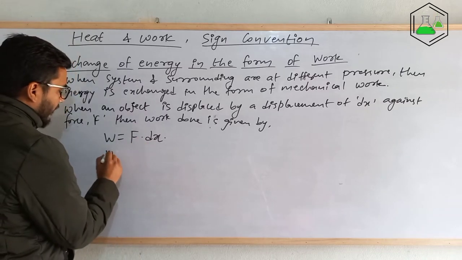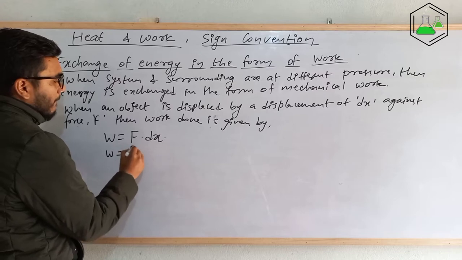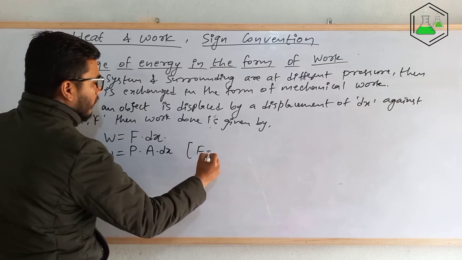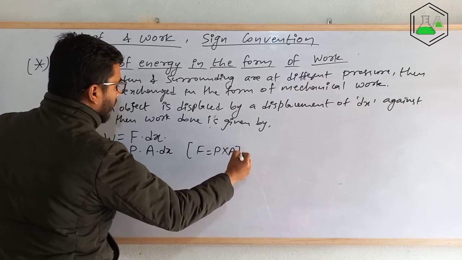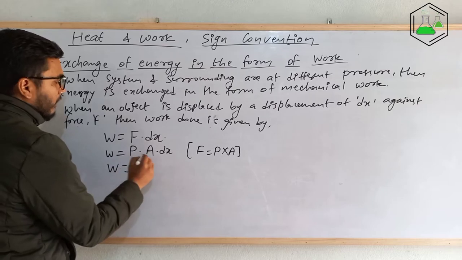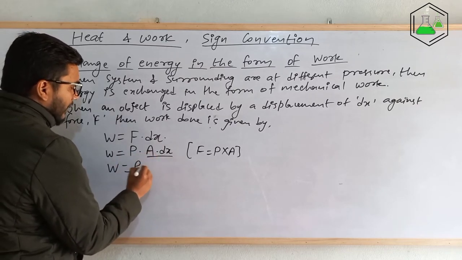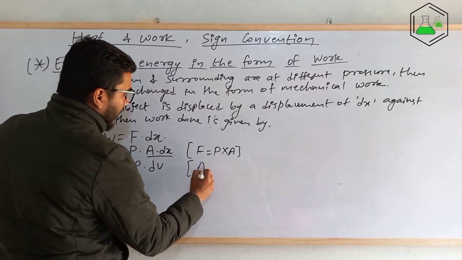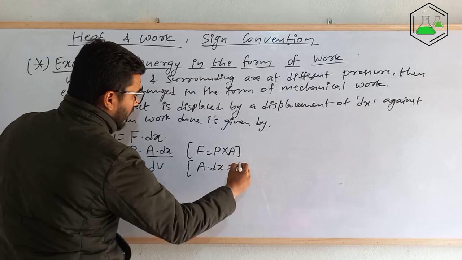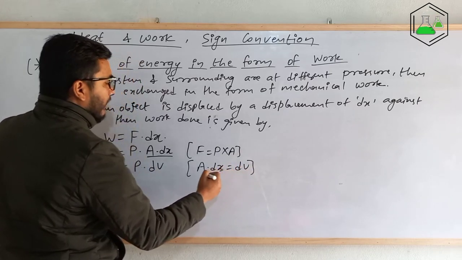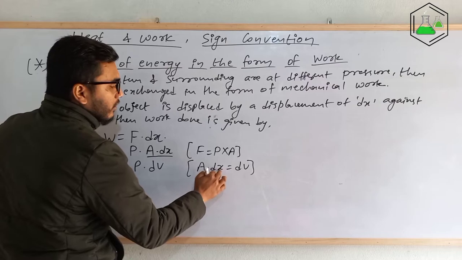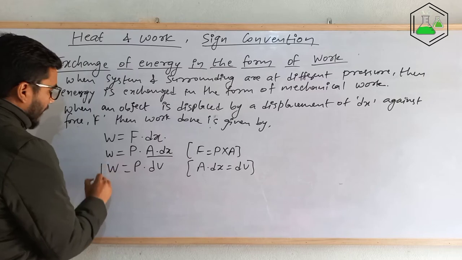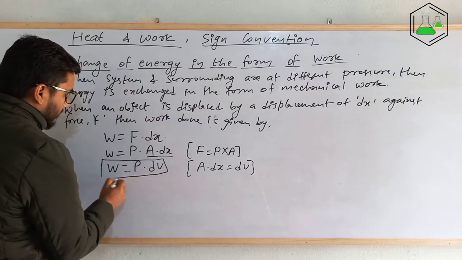Now let's just rearrange this formula. F can be written as P into A into dx, right? Because force is equal to pressure into area. We all know that. Similarly, this area into dx can give us volume, that is volume change, dV, right? Because area into a small change in displacement will be a small change in volume. So the final formula is this one.